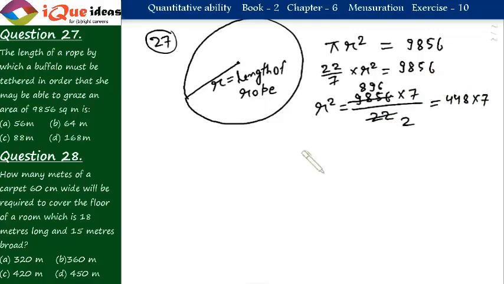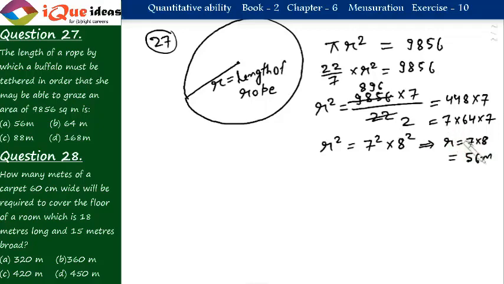If you factorize 448, you will get 7 into 64, since 7 6s are 42 and 7 4s are 28. So we have r square is equal to 7 into 7, which is 7 square, and 64 is 8 square. So it becomes simple and we get r equal to 7 into 8, which is 56 meter. The question is asking what should be the length of the rope. So length of the rope must be 56 meter.